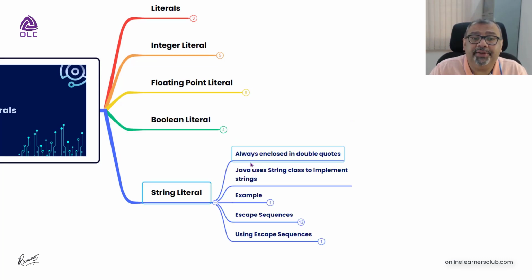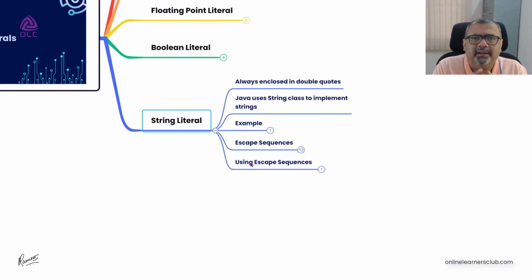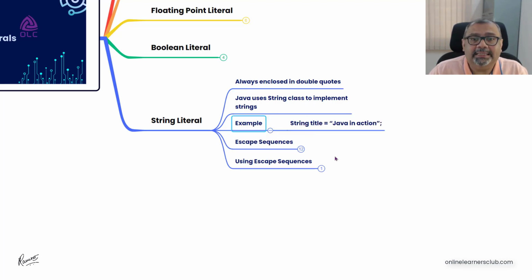Next, we have string literals. String literals are nothing but a constant string value used in a Java program, always enclosed in double quotes. It is mandatory to use double quotes. Single quotes will not work. Internally, Java uses the String class to represent string literals, implemented as a String object. An example could be String title equals "Java in action".